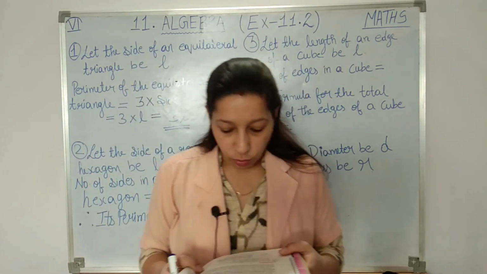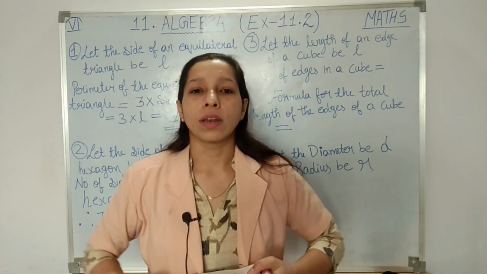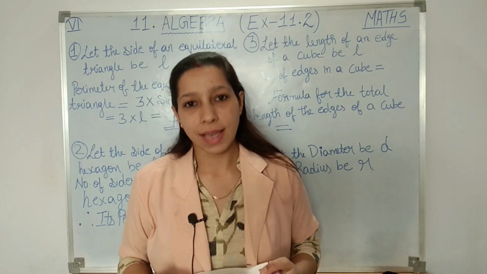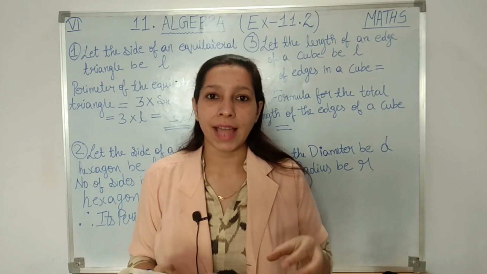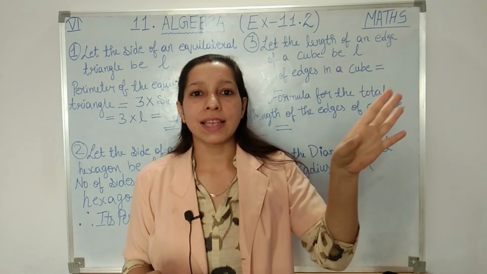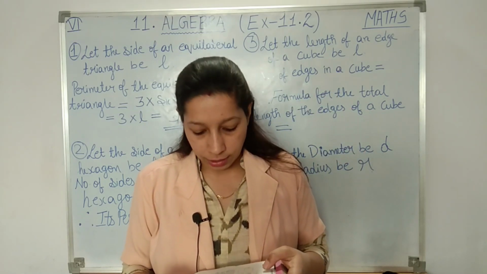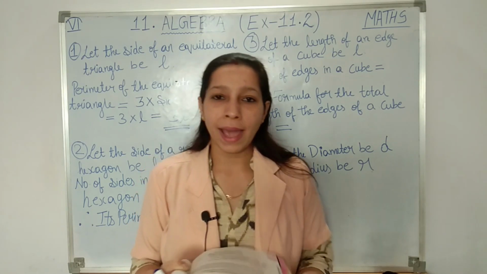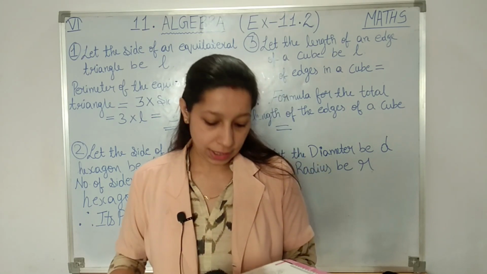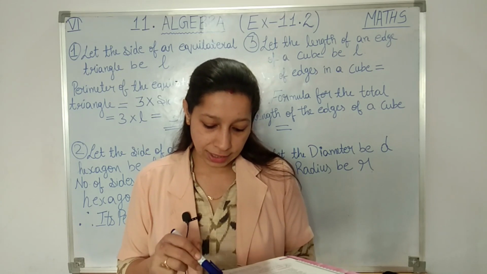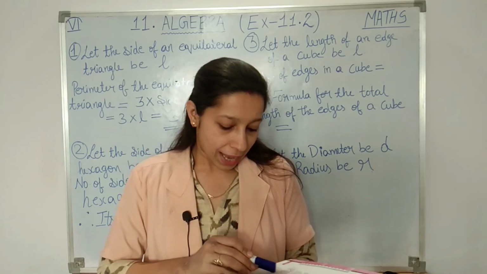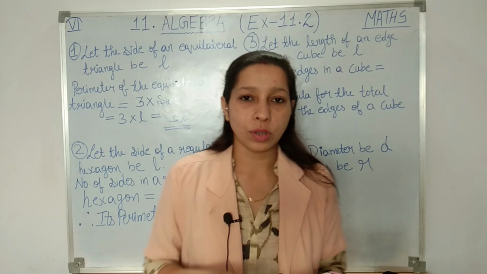The side of a regular hexagon. Now what is a hexagon? A 6-sided figure is known as a hexagon, and if the word regular is given, that means each and every angle and side of the given hexagon is equal. The side of a regular hexagon is denoted by L. The hexagon is also drawn just next to the question, and each side is showing L. Express the perimeter of the hexagon using L.